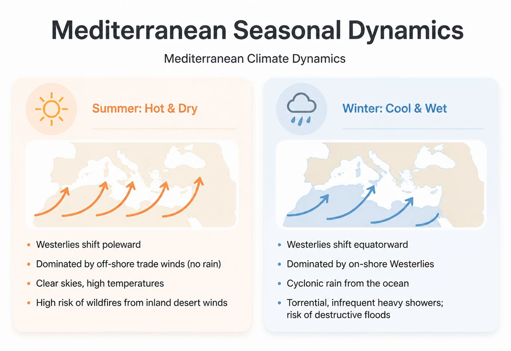But in the winter, the wind belts shift back toward the equator. Now the onshore westerlies hit the coast, bringing cyclonic rain systems directly from the ocean. This rain doesn't fall as a constant drizzle. It usually arrives in infrequent torrential downpours that can cause destructive flash floods in mountainous areas.